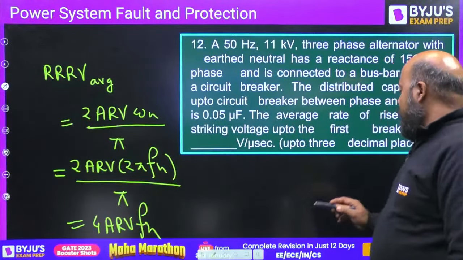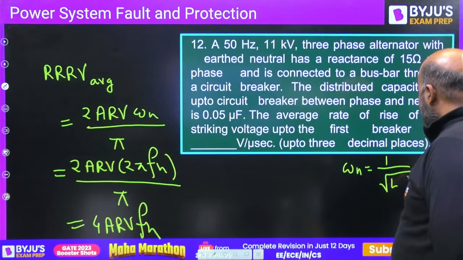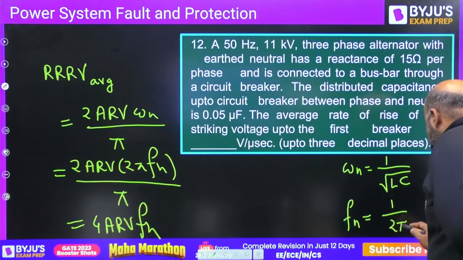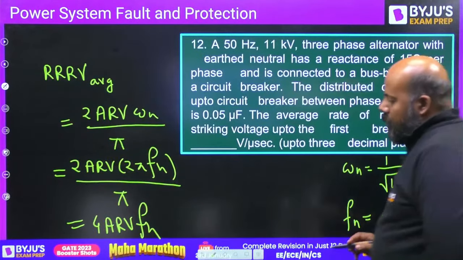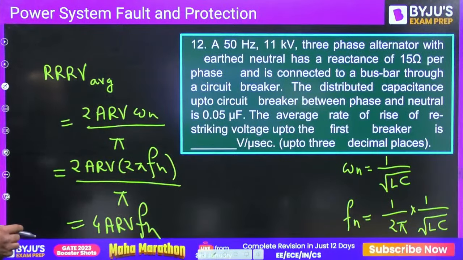How are you going to find the natural frequency? Omega n is 1 upon under root LC. So, what is going to be the fn? It is 1 upon 2 pi, 1 upon under root LC. All the values are given, you find it and put the values and you will get the average value of rate of rise of restriking voltage.